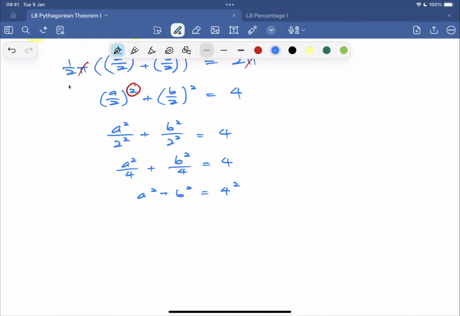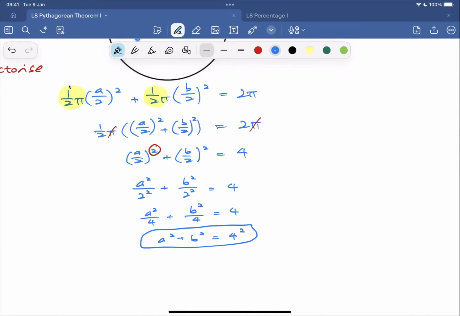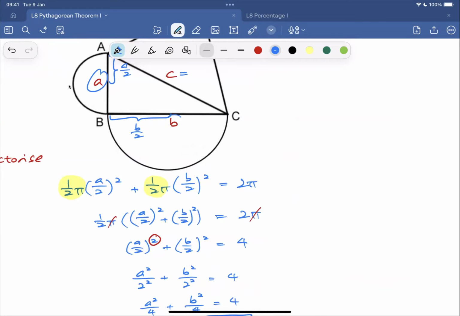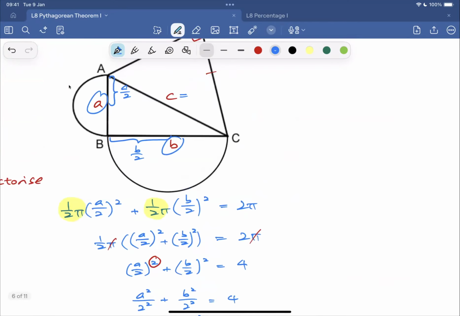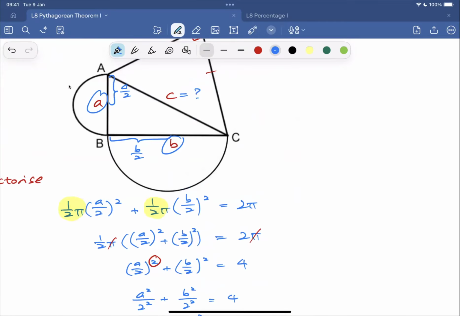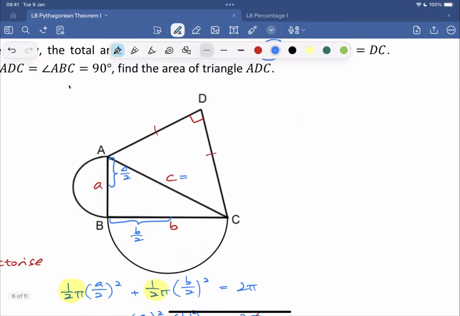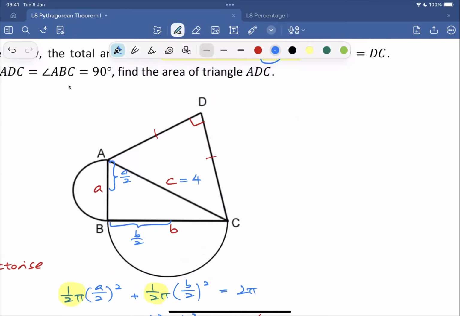Okay, again, Pythagoras theorem: a squared plus b squared equals c squared, right? You already know that this is a and this is b, right? So I'm asking you, what's the value of c? 4. Yeah, 4. Okay, a squared plus b squared equals c squared. So now you found that c is 4.